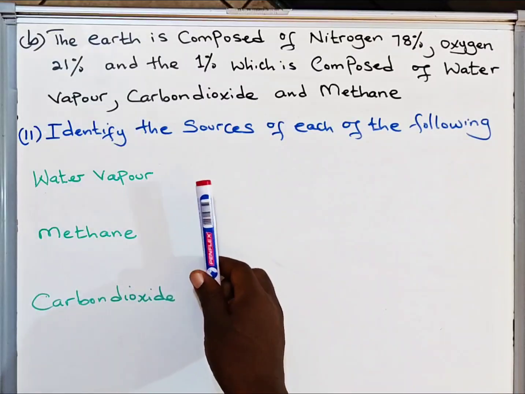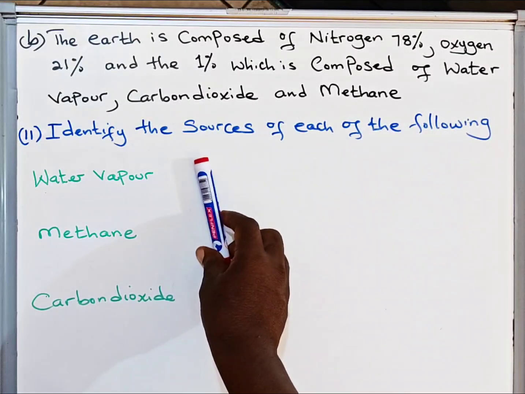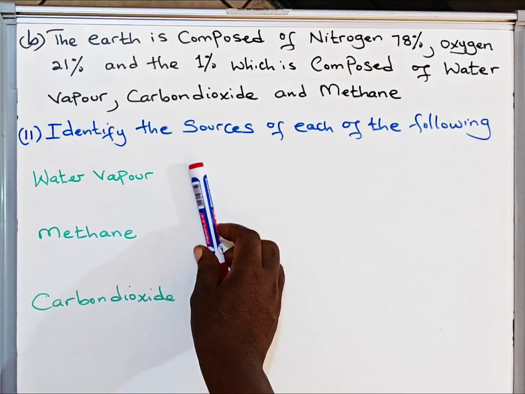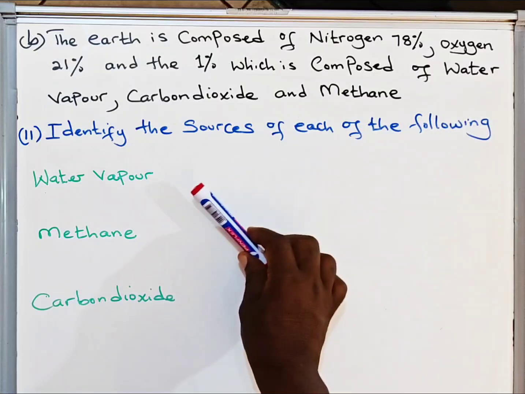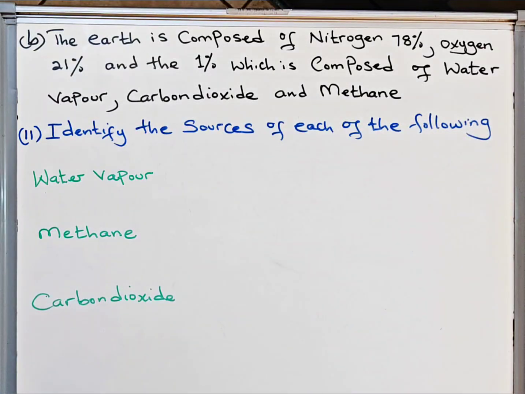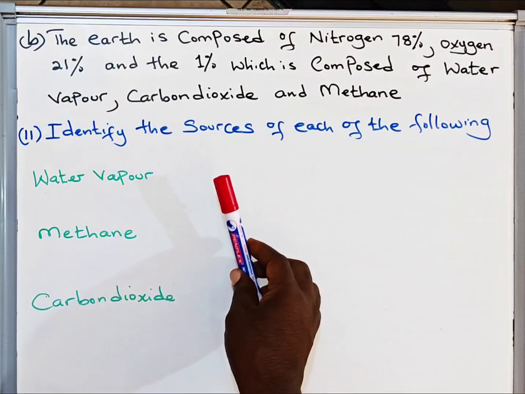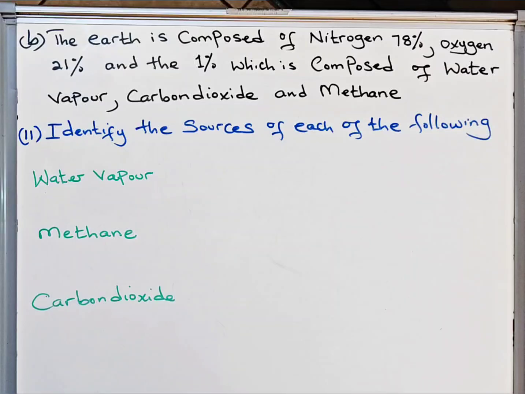Then we come to this question. It says identify the sources of each of the following. The first one is water vapor. Where does water vapor come from? Water vapor technically comes from evaporation of water from water bodies like sea and river, and also from plants, and also perspiration from animals. So we can say the source is evaporation of water.